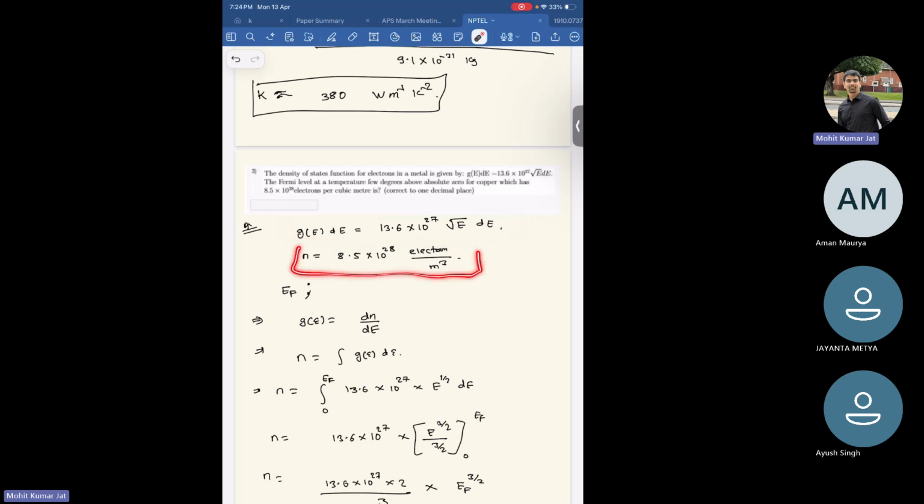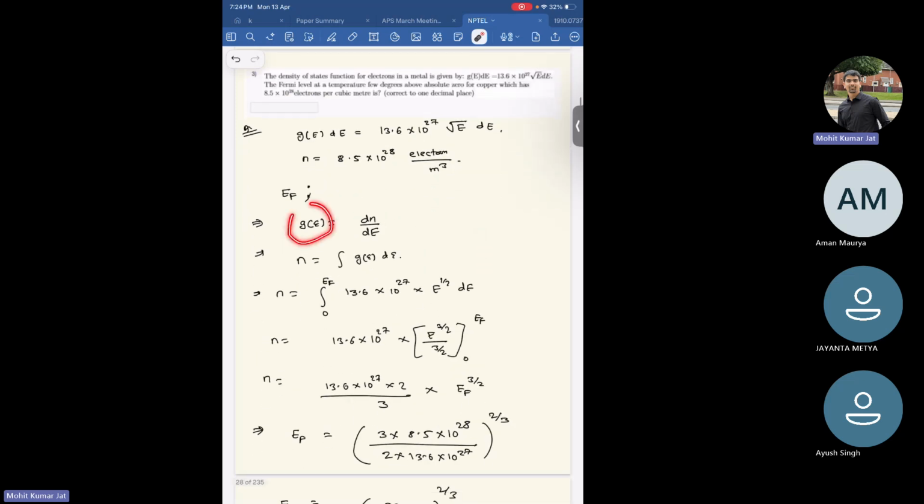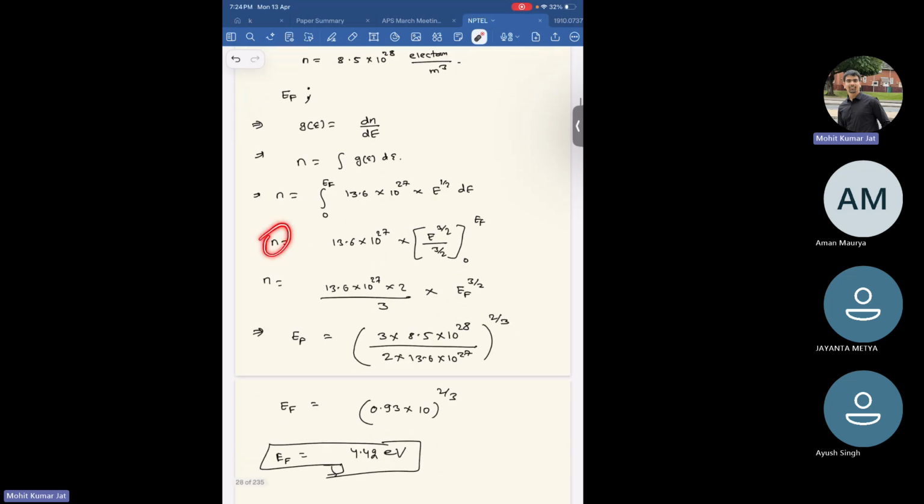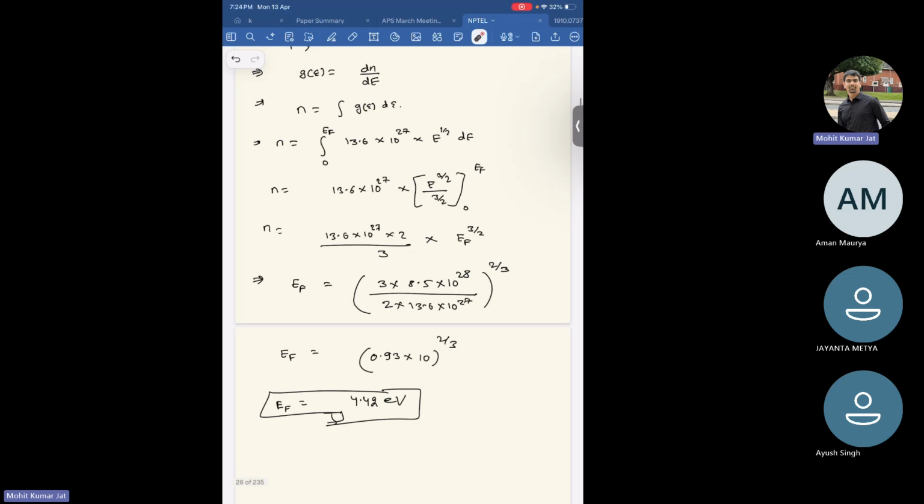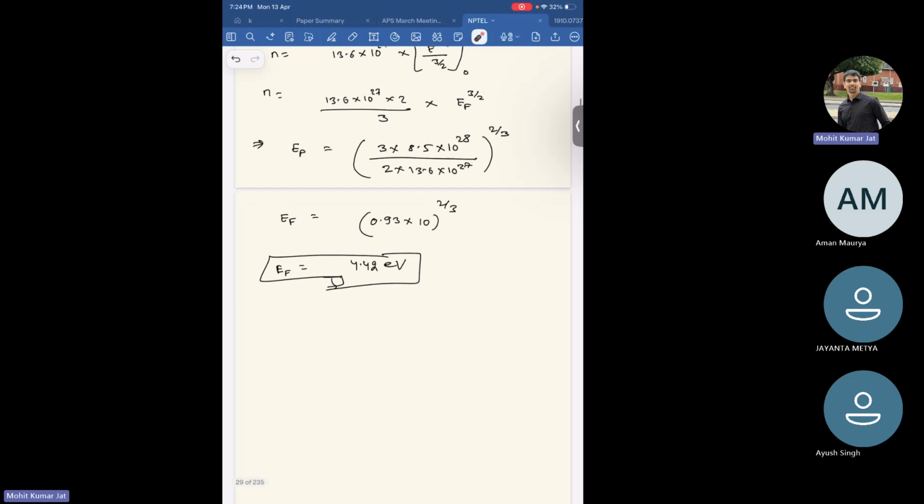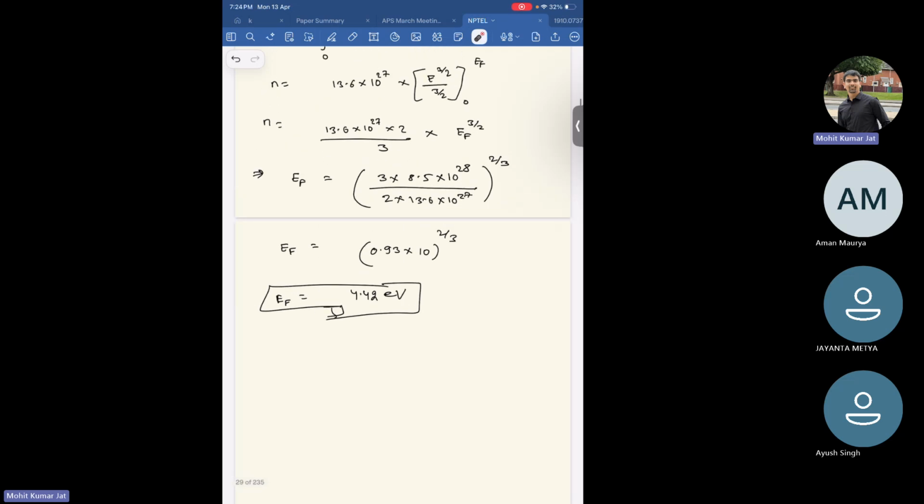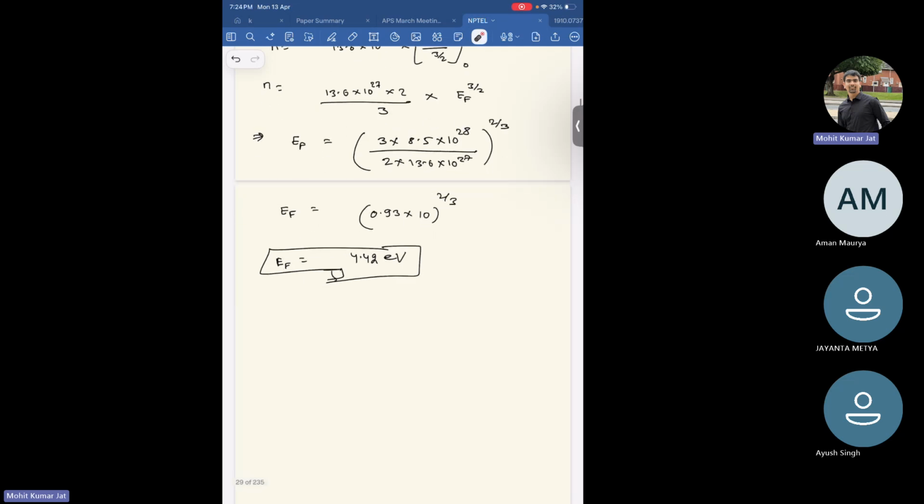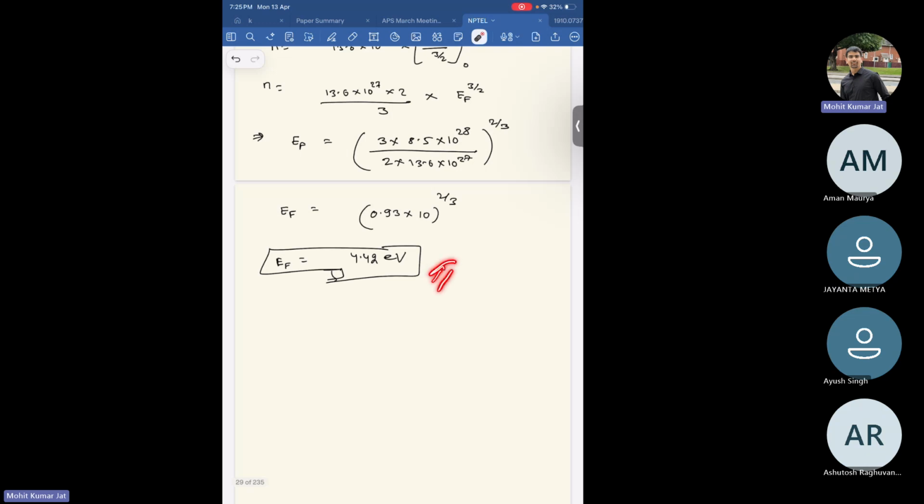And carrier density is also given. Density of state and carrier density are given. Density of state is nothing but del n by del E. So if you integrate, you get n is equal to this number, and you can just back calculate the EF, which is essentially 3 pi square n to the power whatever, exactly the same thing, right? And then we get your EF, Fermi energy.